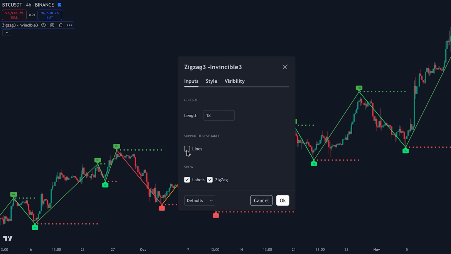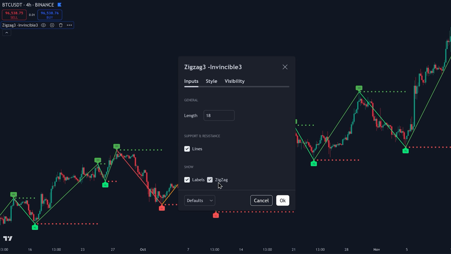You can check or uncheck this box to show or hide the lines on the chart. These lines mark key price levels where the market might change direction. If you want a cleaner chart, just uncheck the box to turn them off. Now, the labels option. This lets you turn on or off the labels like higher highs, higher lows, and lower lows. These labels help you see the market direction clearly. If you don't need them, you can uncheck the box to hide them.